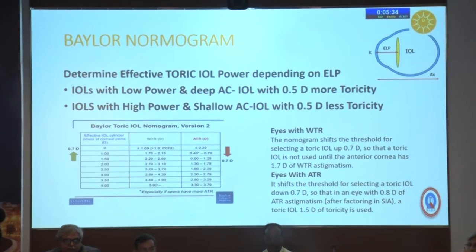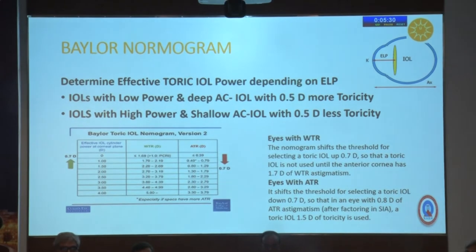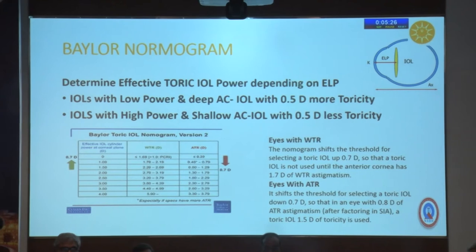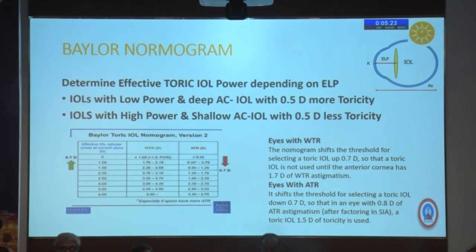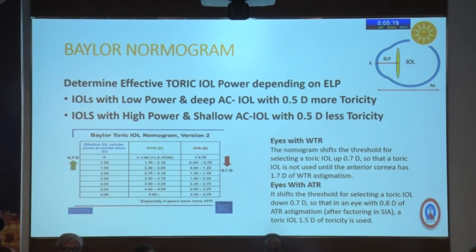And the Barrett formula actually determines the effective toric IOL power depending upon the effective lens position. So IOL with low power, deep AC: IOL with 0.5 diopter or more toricity. IOL with high power or shallow AC: IOL with 0.5 or less toricity.